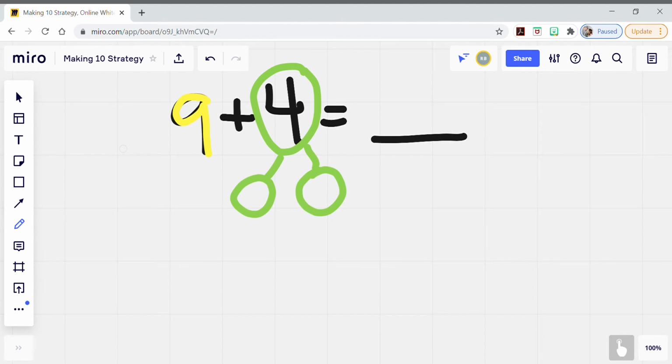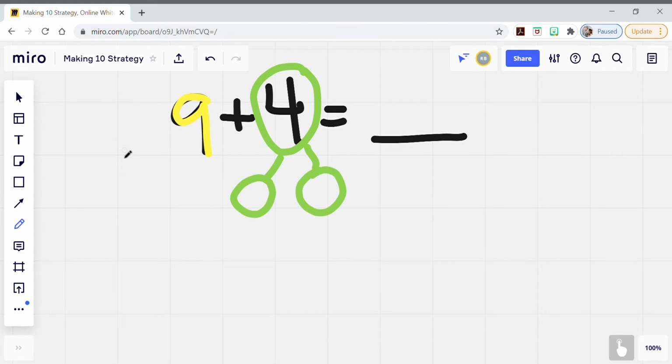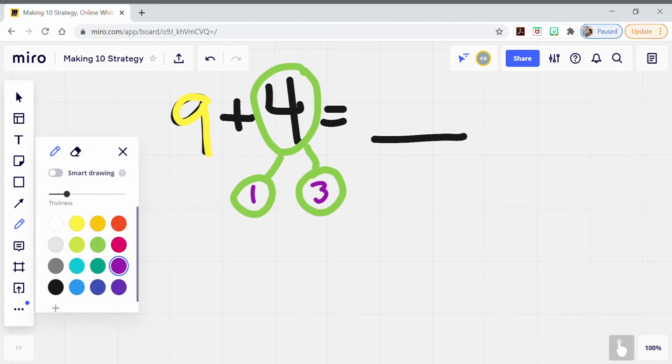So 9, like we said, only needs 1 to become a 10. So I've got to make sure that I'm taking 1 from the 4. That way 9 can grab it and become a 10. But before I do that, I need to think about, if I took 1 from that 4, what's going to be left? And I know that 4 take away 1 is going to give me 3. It's going to leave me with 3. Now I can move on and I can start making my 10.